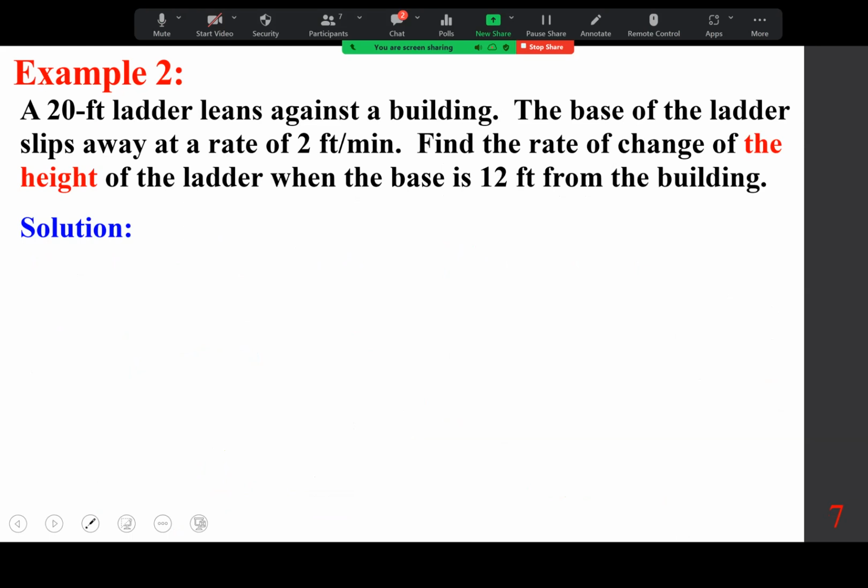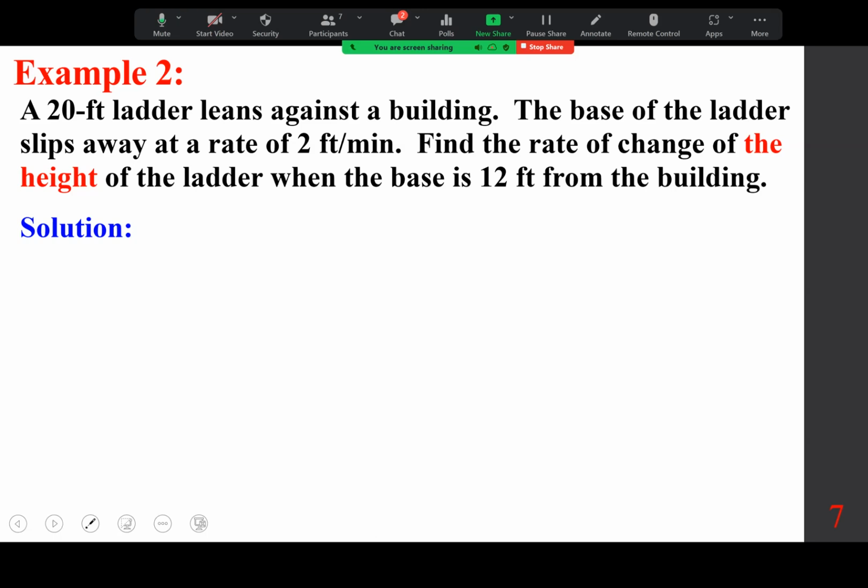A 20-foot ladder leans against a building. The base of the ladder slips away at a rate of 2 feet per minute. Find the rate of change of the height of the ladder when the base is 12 feet from the building. Perfect. So anytime we do word problems, it is important to have the setting, the drawing.